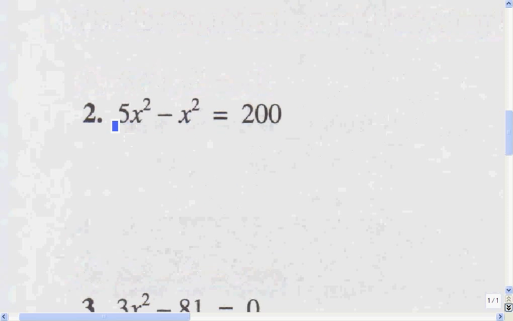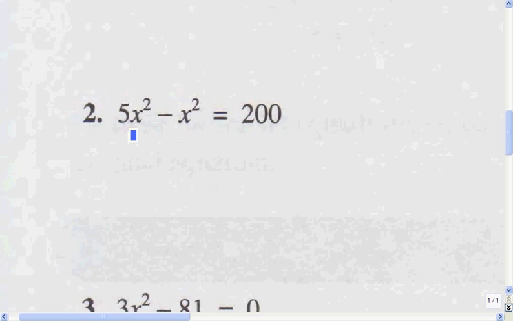Here we're going to combine these two variables because they're like terms. You can only combine like terms. A like term is a term that has the same variable and the same exponent. These two are like terms because they have the same variable, x, and the same exponent, 2. That's why they're like terms. So I'm going to combine them. 5x squared minus x squared equals 4x squared, because 5 minus 1 is 4.